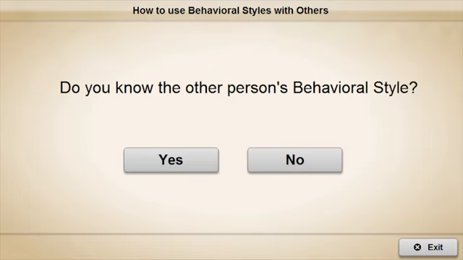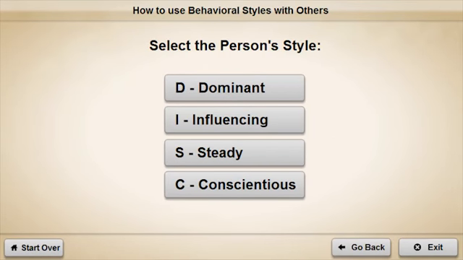Do you know this person's DISC style? Again, regardless of whether it's a customer, employee, colleague, or vendor. If you choose yes, you're then asked to choose if that person is a D style, I style, S style, or C style. Once you choose a style, you are presented with 4 major adaptability categories that I'll explain in just a moment.